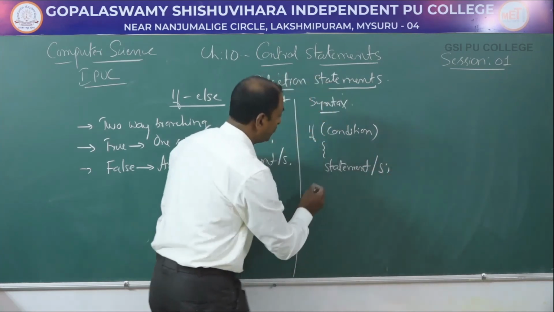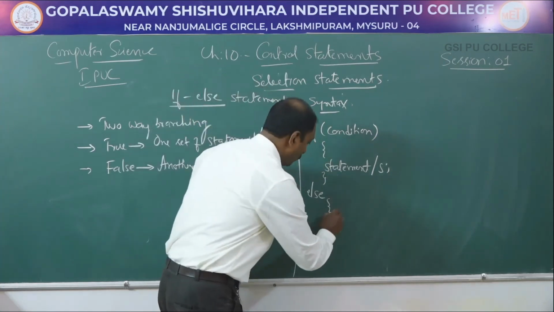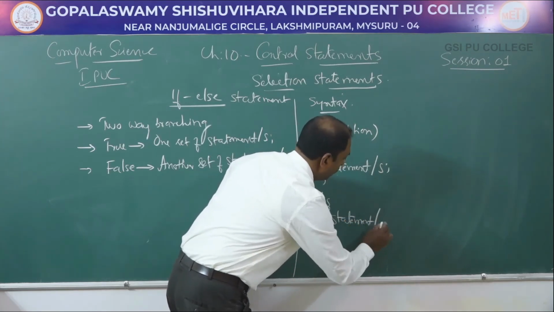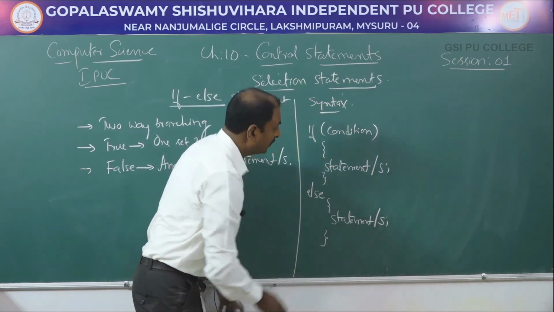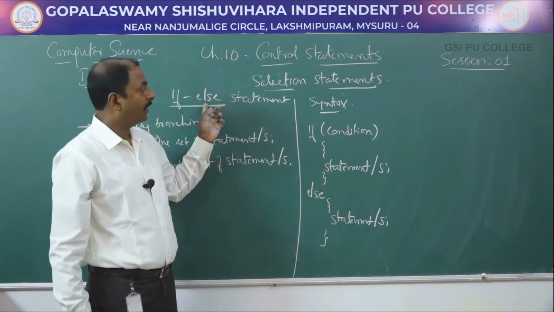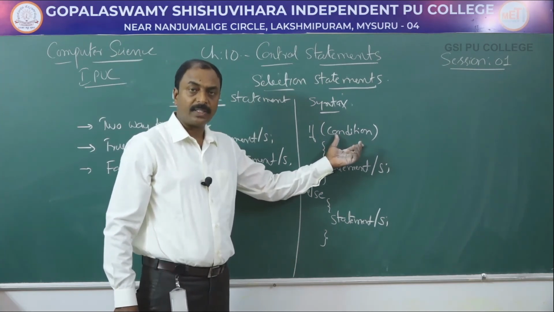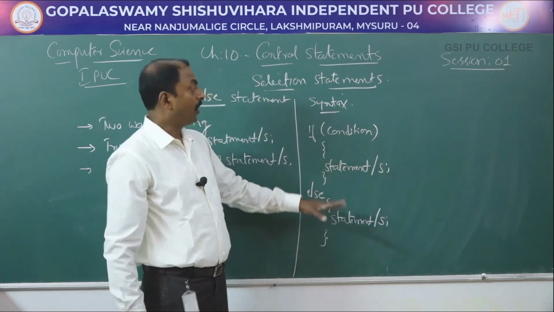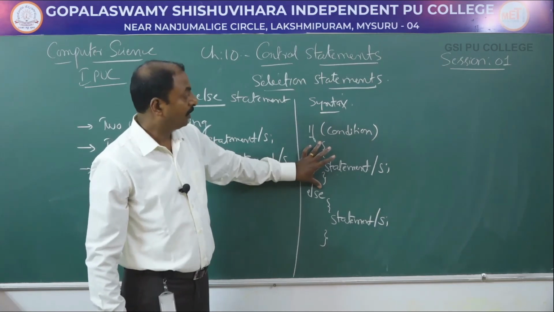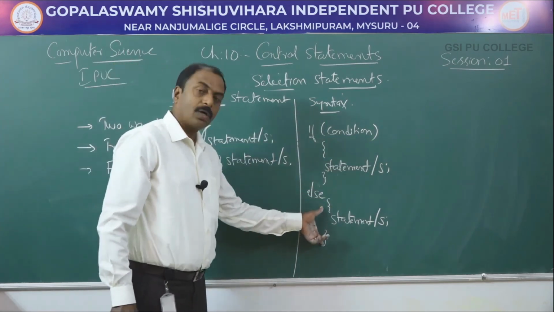statement or statements, close, then else. It is else, open the bracket, here statement or statements, close this bracket. So this is the syntax of the if else statement. Here if is a logical condition. So any logical condition has two possible answers, either true or false. If it is true, it executes this block of statements. Suppose the condition is false or fails, it executes these block of statements.